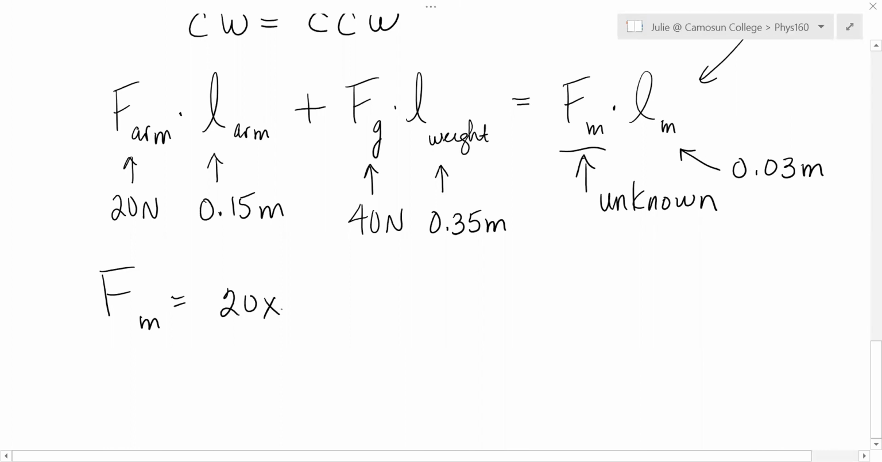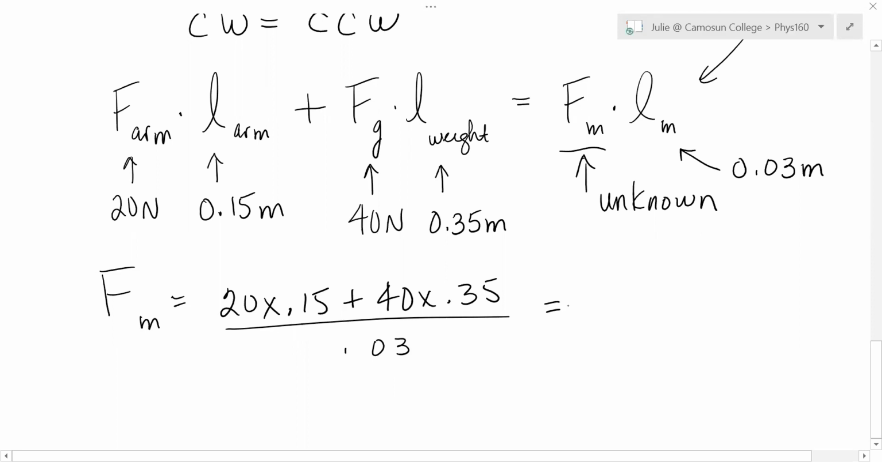Okay, so let's now calculate this force in your bicep muscle. It would be 20 times 0.15 plus 40 times 0.35, divided by 0.03. And this would come out in newtons. Let me quickly punch that in my calculator. That comes out to 567 newtons. Much, much bigger than either the weight of your forearm or the weight you're holding. So it's a huge force in your bicep muscle.